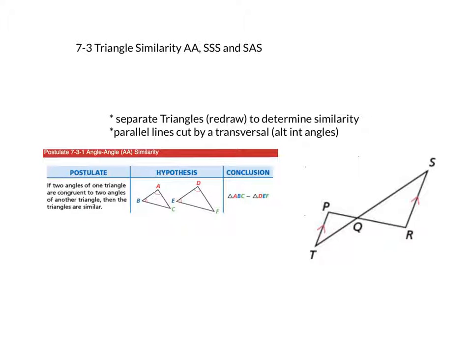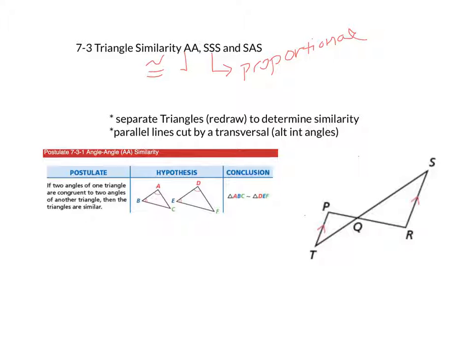This is 7-3, triangle similarity: AA, SSS, and SAS. I know we've seen SSS and SAS before, but that was with congruent triangles, congruent sides. This is going to be proportional sides now. So we'll still have congruent angles, but these S's stand for proportional sides. And the angles are still congruent.